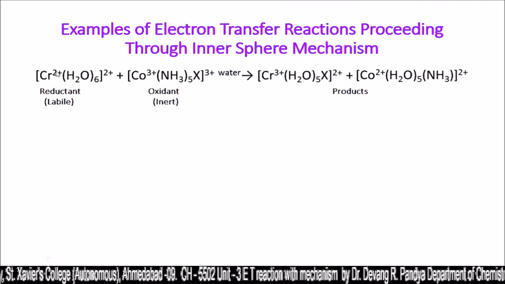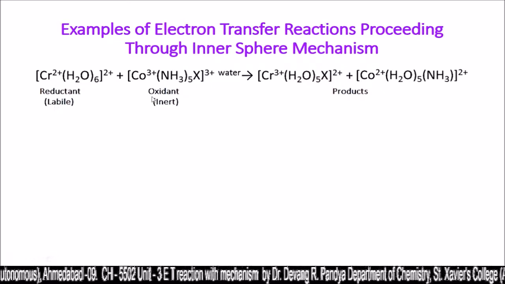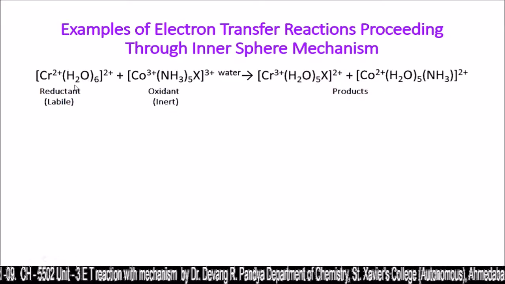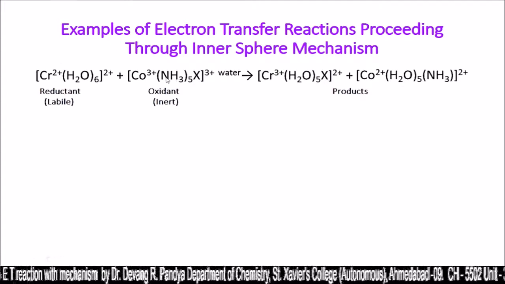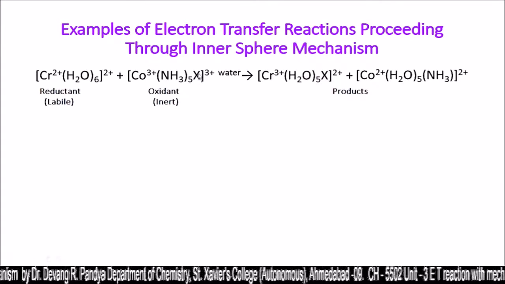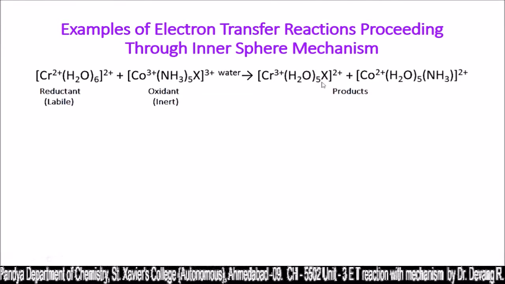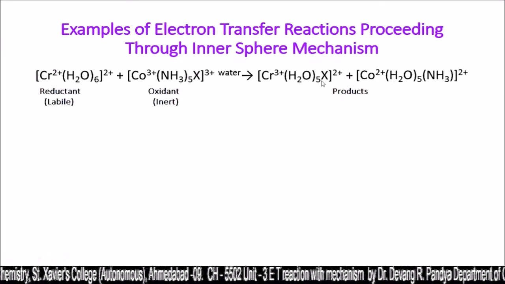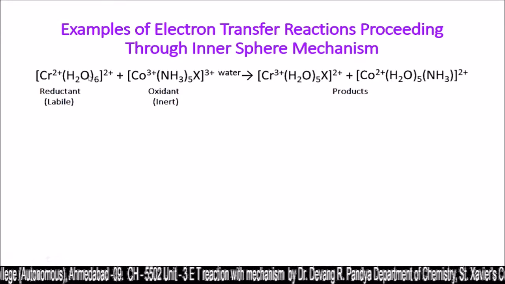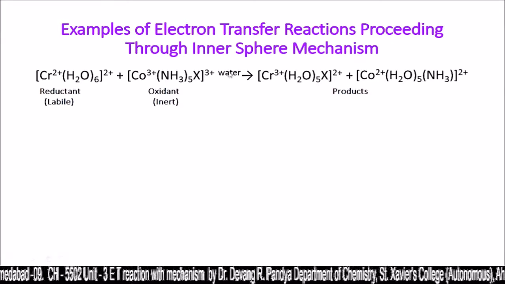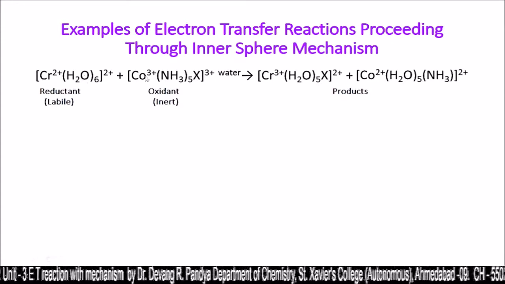You can see that this is the reductant, it is labile, and this is the oxidant, that is inert. So from reductant to oxidant the electron may get transferred, and here this X is going to be the bridging ligand, and we get these two products, where you can see that here there is no bridging ligand, and now here there is a bridging ligand. So here the bridging ligand gets transferred from one complex to another.